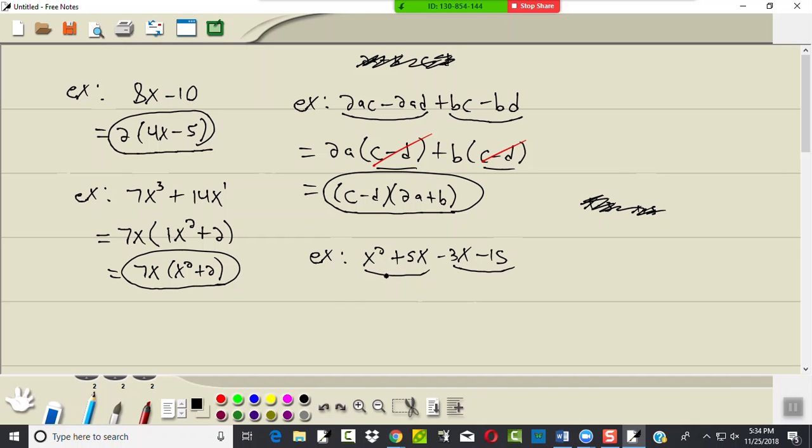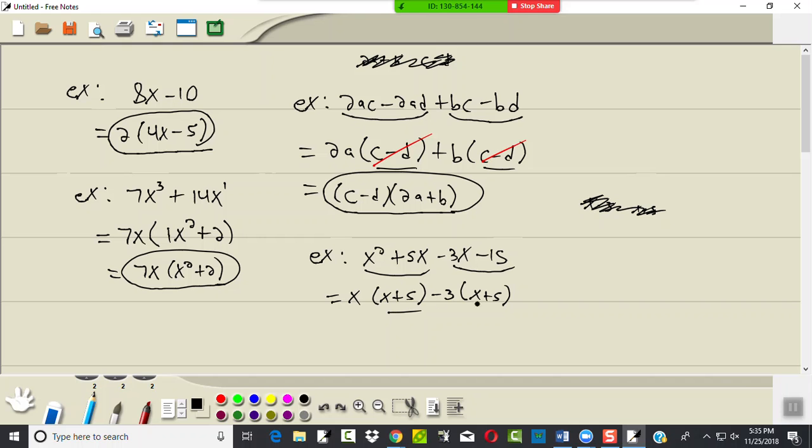Now the first 2 terms have an x in common, so I can factor an x out. And that gives us x plus 5. The last 2 terms have a 3 in common, and the first term is negative, so I'll factor out a negative 3. When your first term is negative, you always factor out a negative. And that gives us x plus 5. Again, remember, factor means to divide out. Negative 3 divided by negative 3 is a positive 1x, or just x. Negative 15 divided by negative 3 is a positive 5.